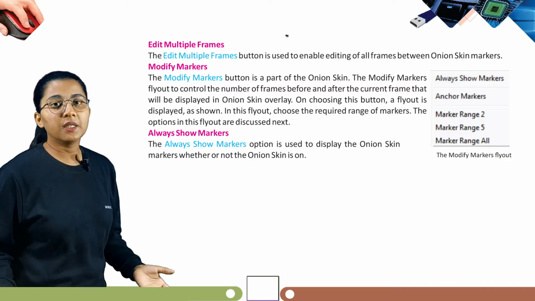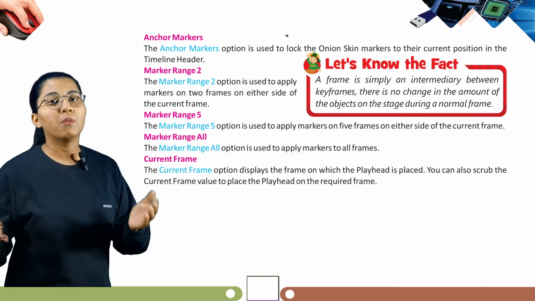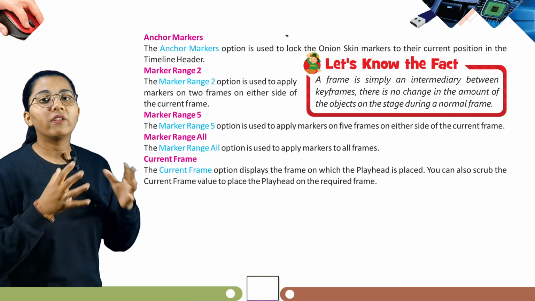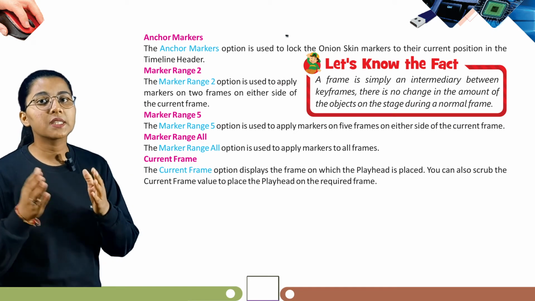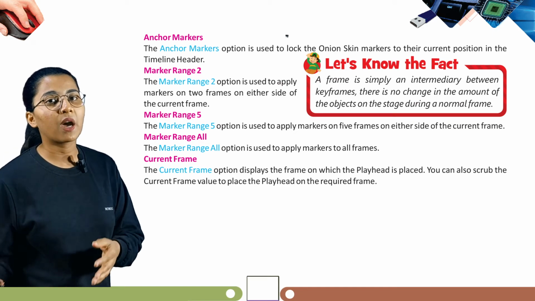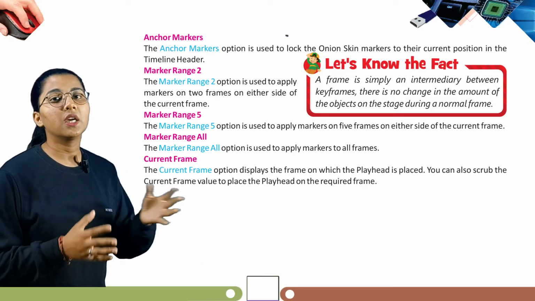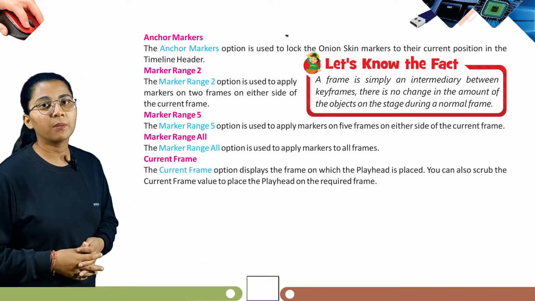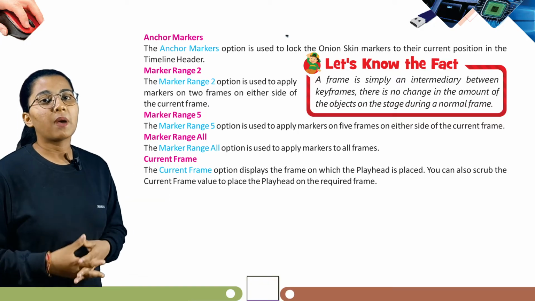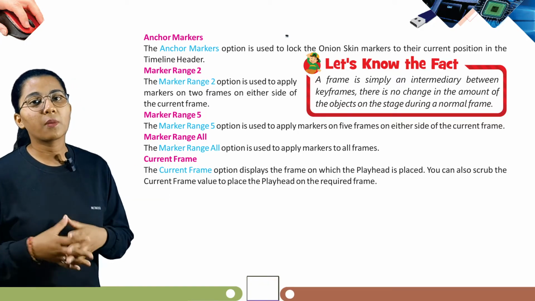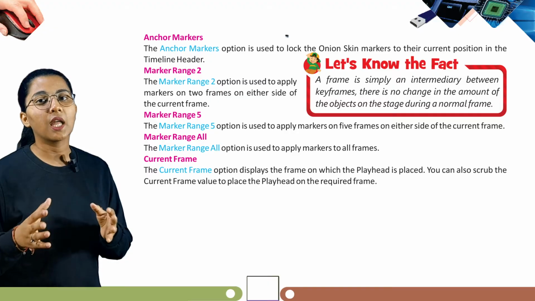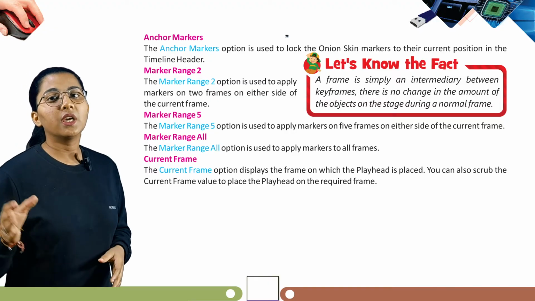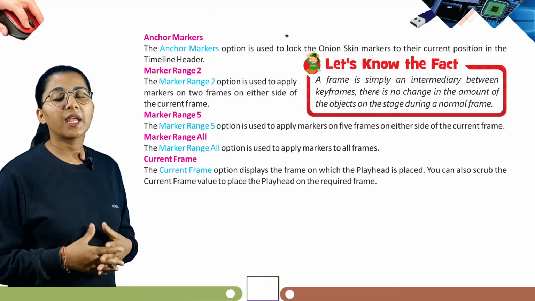Now let's learn about Always Show Markers. The Always Show Markers option is used to display the onion skin markers whether or not the onion skin is on. Next we are going to learn about Anchor Markers. The Anchor Markers option is used to lock the onion skin markers to their current position in the timeline header.